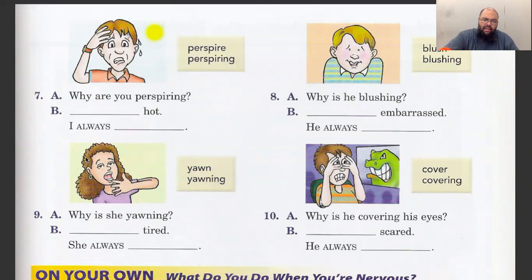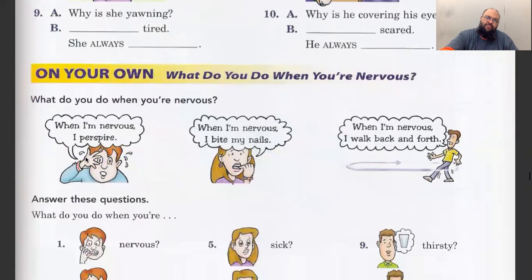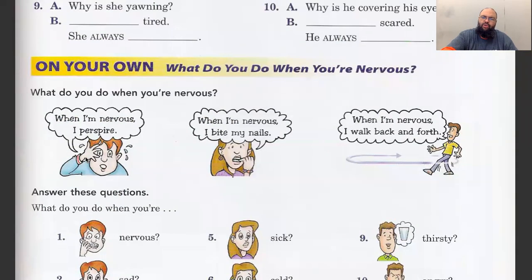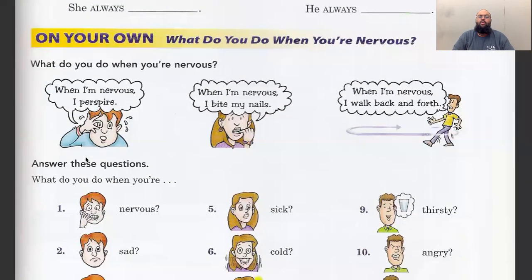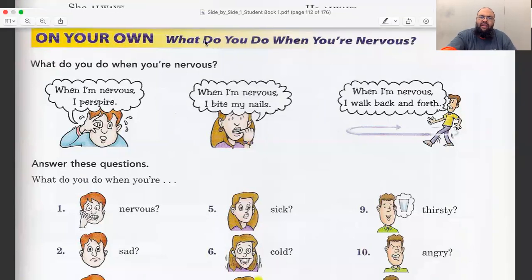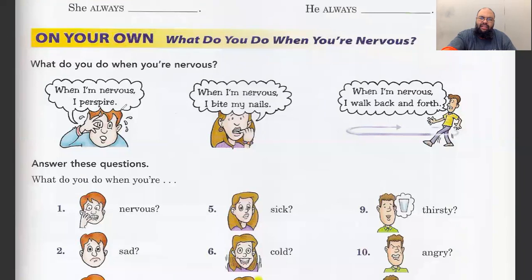Now, these are questions that have to do with you on your own. What do you do when you're nervous? When I'm nervous, I perspire. Perspire, as you can see here with the picture, it means that the person is sweating, right? What do you do when you're nervous? When I'm nervous, I bite my nails, right? And when I'm nervous, I walk back and forth, move from side to side.